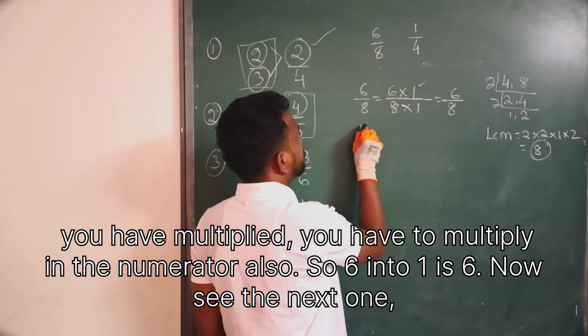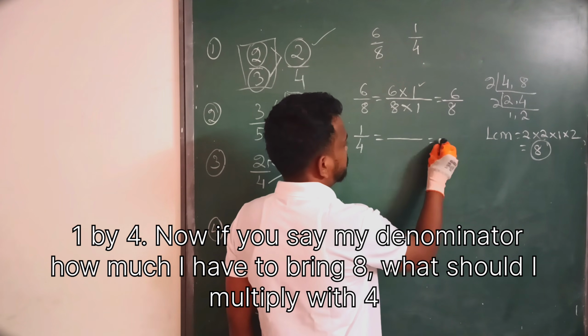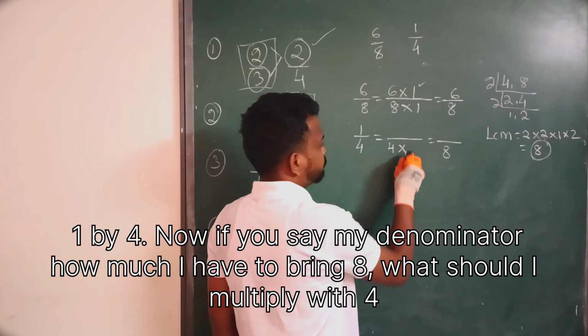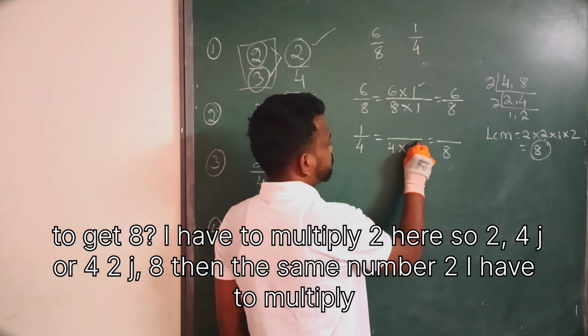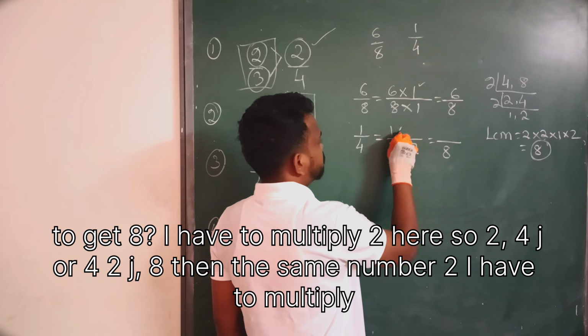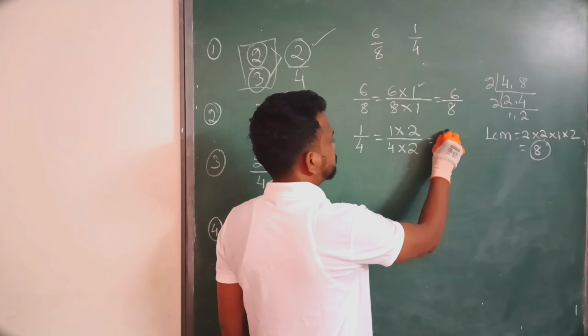Now see the next one, 1 by 4. Now if you say my denominator, how much do I have to bring? 8. So what should I multiply with 4 to get 8? I have to multiply by 2 here. So 2 fours are, or 4 twos are 8. Then the same number 2, I have to multiply in the numerator also. That is 1 into 2 is 2.